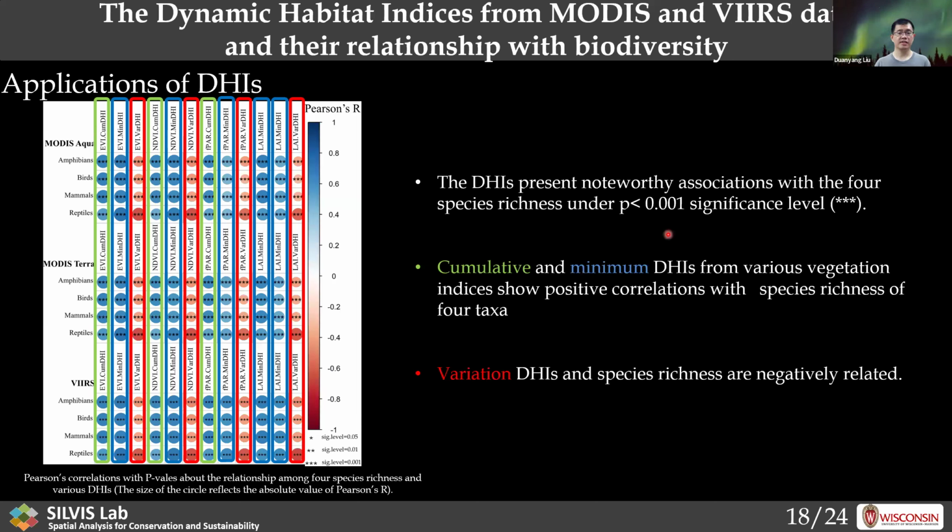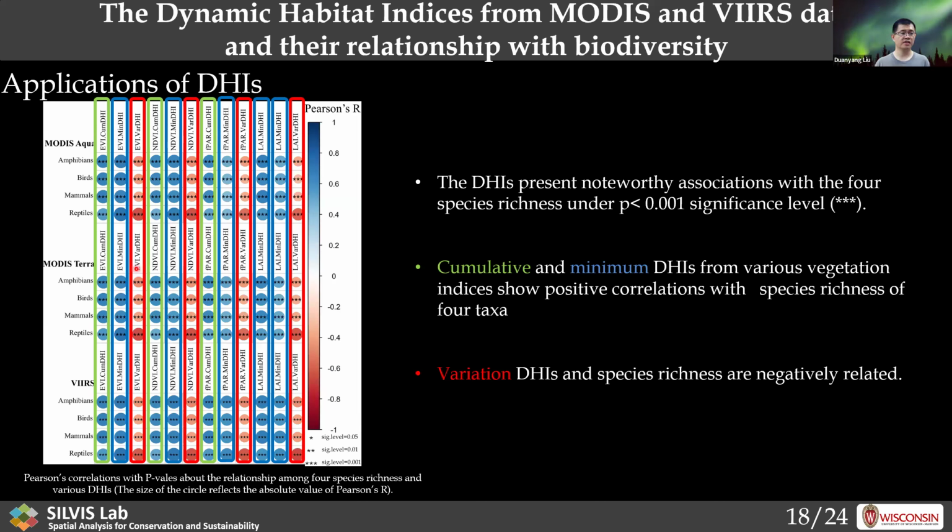And based on those collected samples, I calculated the Pearson correlation between the species richness and the 12 variant DHIs from 3 sensors and 4 vegetation products. From this result, we can find that all the DHIs have a significant correlation with the species richness, and the 3 stars in each cell indicate a p-value of less than 0.001. This result shows how robust the DHIs are with species richness at the global scale.